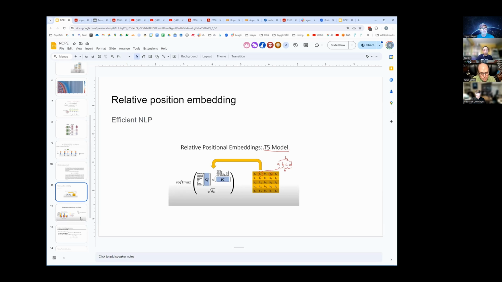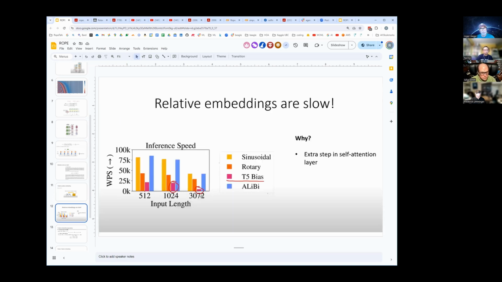And so that apparently is an overhead, and so this slide represents that performance drops off when they use the T5 bias. It doesn't perform as well as these other position embedding mechanisms.